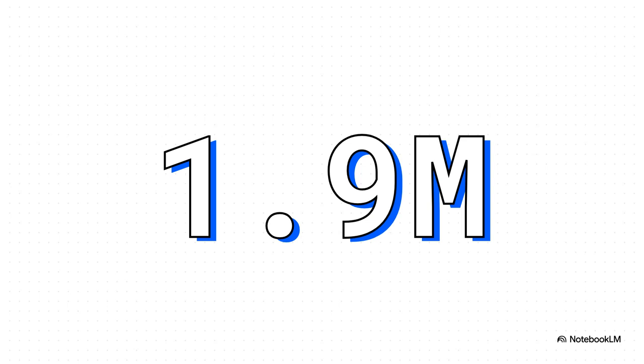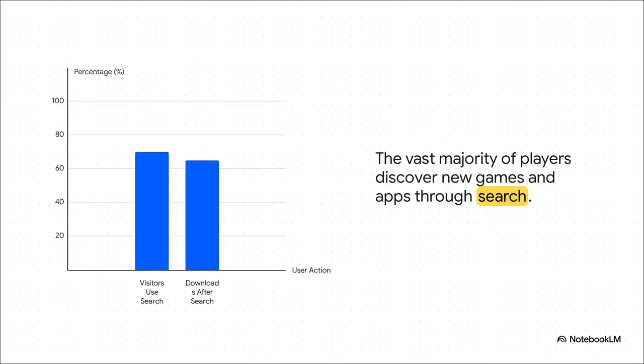Let that sink in. You aren't just competing against other games, you're trying to be heard in a stadium with nearly 2 million other people shouting. The stakes are incredibly high. So, in a marketplace that crowded, how do you possibly win? Well, you don't win by shouting louder. You win by being smarter. And this chart, this is your treasure map. 70% of people use search to find apps, and a whopping 65% of all downloads happen right after a search. This isn't just a fun fact, it's your entire strategy.